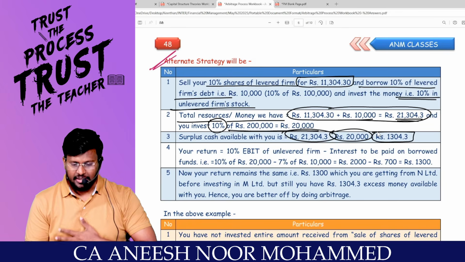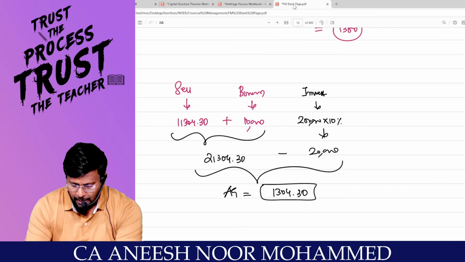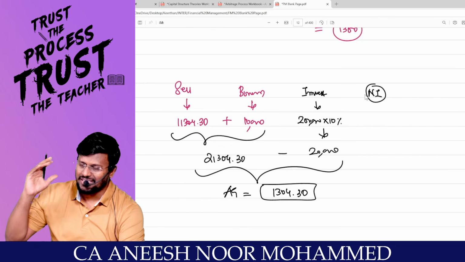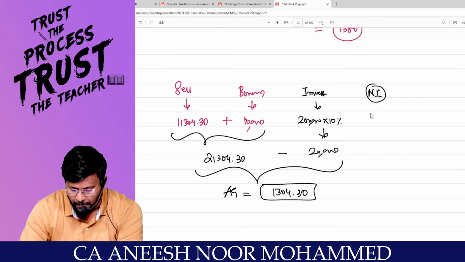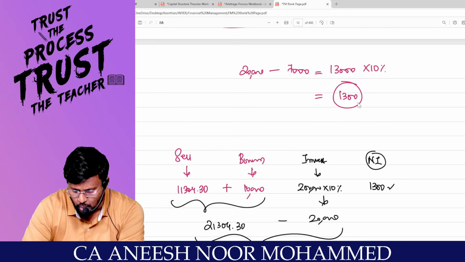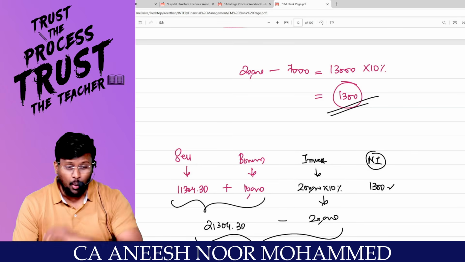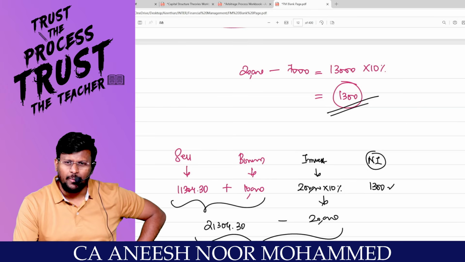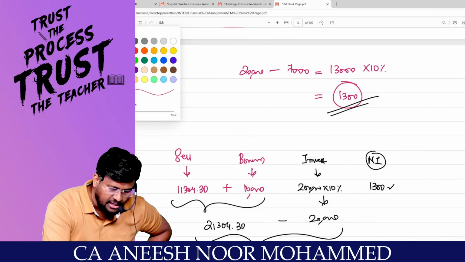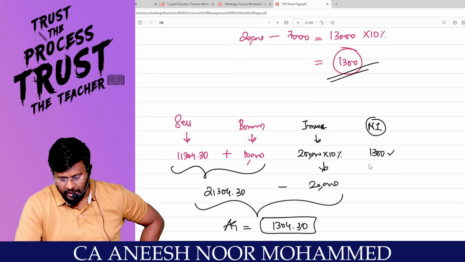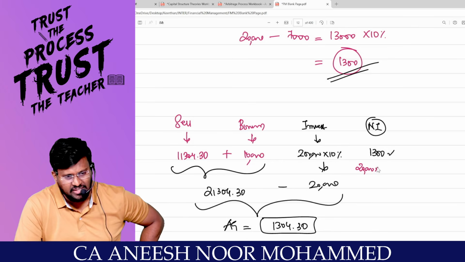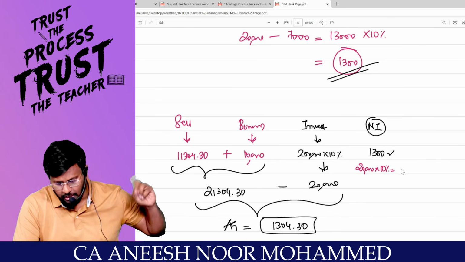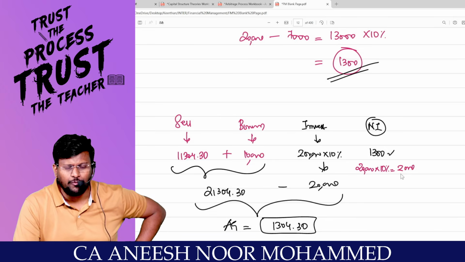Yes, sir. Now, I am going to find out the net income, my dear lovable students. Earlier, I was 10% equity shareholder in levered firm. Earlier, I enjoyed 1,300. I already found out. Now, I am a 10% equity shareholder in the unlevered firm. What is the EBIT of the unlevered firm? 20,000. There, how much am I holding? 10%. So, 20,000 into 10% comes to, I will get dividend of 2,000.